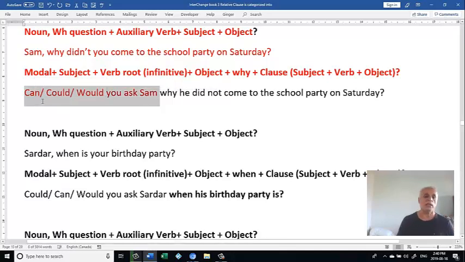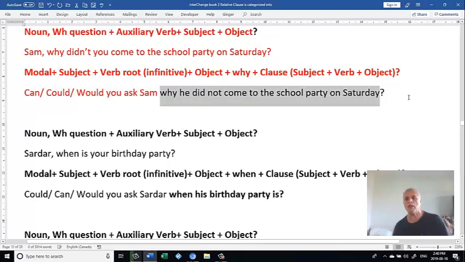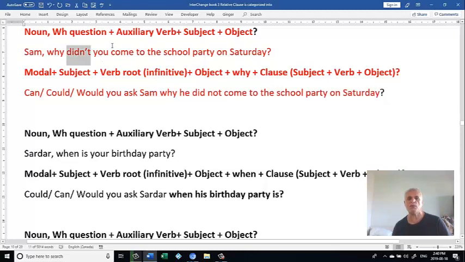But for example, can you ask? That gives a little more of an order. Could you ask is more polite. Then we say with you, it means do you have the ability to ask him or not? Why he did not come to the school party on Saturday? If you look back here, we have why didn't. Then we say why he did not, because we have to change the position of the auxiliary verb: here it's before the subject, but here we put it after the subject.